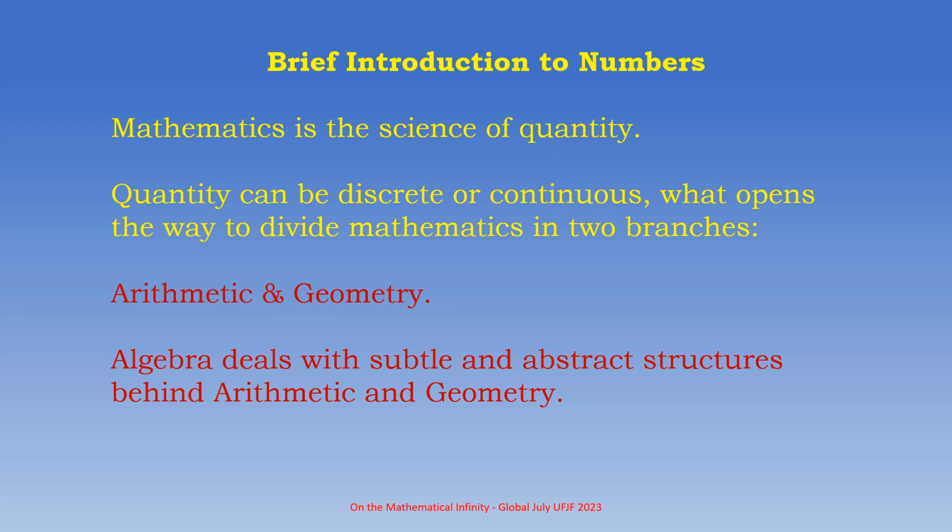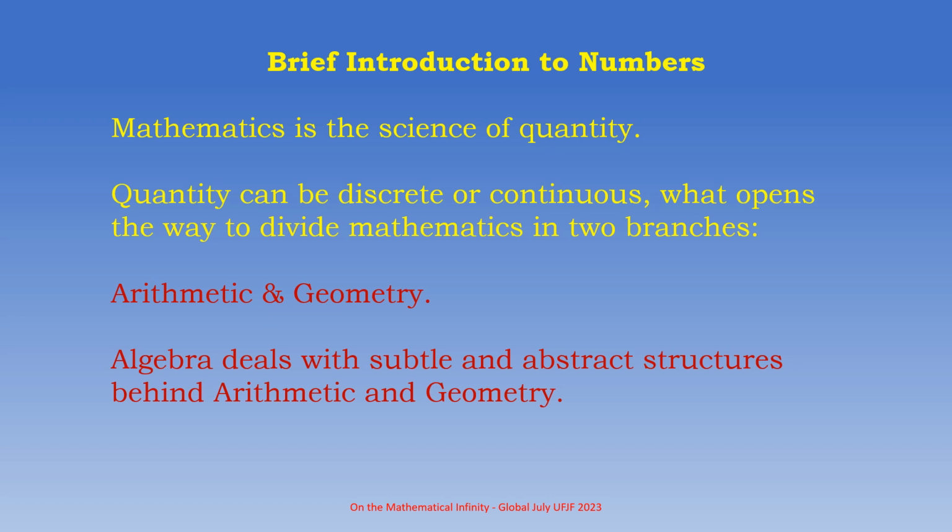The continuous quantity is understood by means of discrete quantity. That's a big metaphysical problem, but maybe I have no time to discuss this. And there is algebra also, but what is algebra? It's very hard to give a definition, but I think algebra deals with some sophisticated and very abstract structures behind arithmetic and geometry. So you can find people working on algebraic geometry and so on.